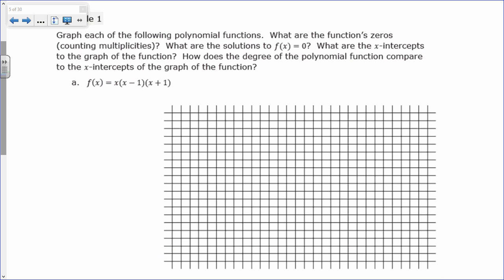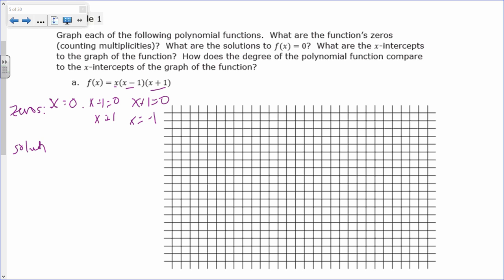first thing here we have our zeros. And we've been talking about the zeros from the last unit. So we take each factor, which there are 3, and set them equal to 0. So x equals 0, x minus 1 equals 0, so x equals 1, and x plus 1 equals 0, so x equals negative 1.